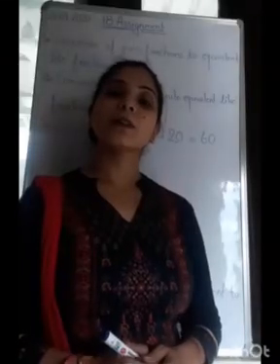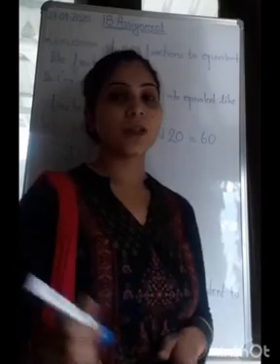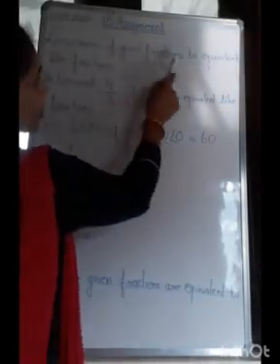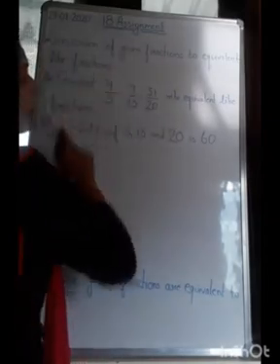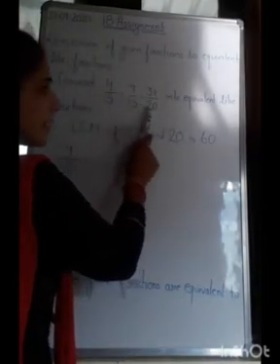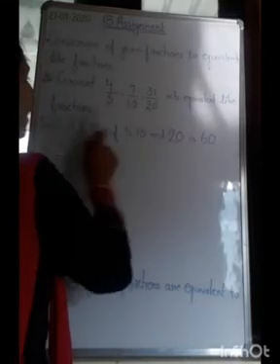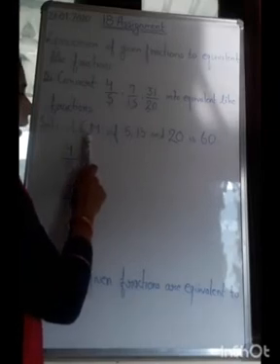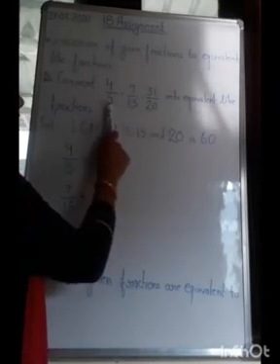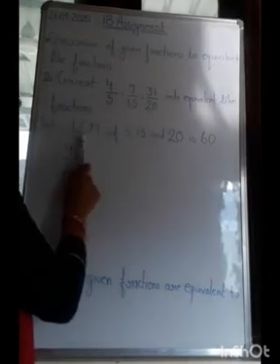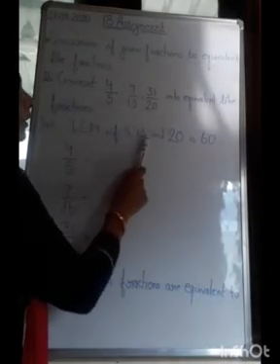So students, we are just continuing our previous chapter, that is fraction, and we are starting a new topic, that is conversion of given fractions to equivalent like fractions. It means they have given you fractions and you have to convert these three fractions into equivalent like fractions. So for this, first of all, you have to find the LCM of the denominators. What are the denominators? 5, 15 and 20. So you have to find the LCM of 5, 15 and 20.